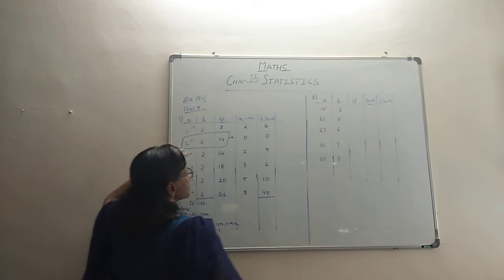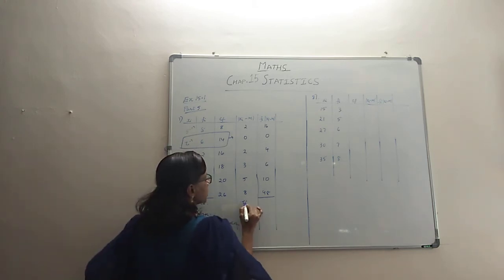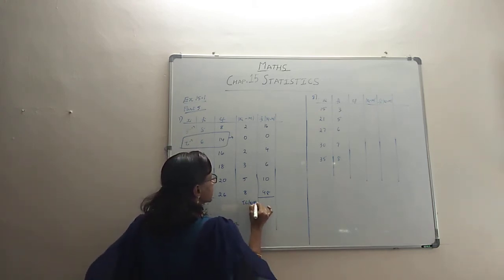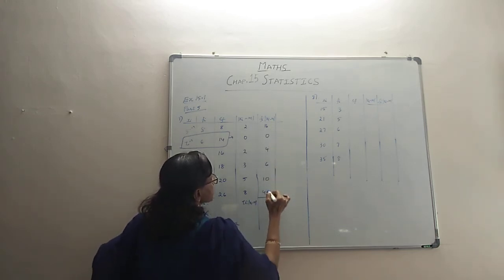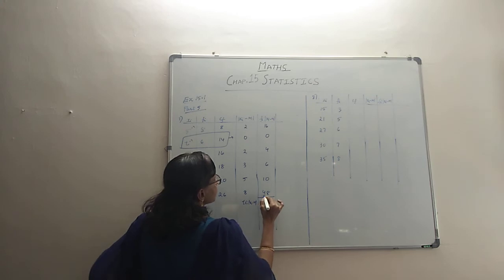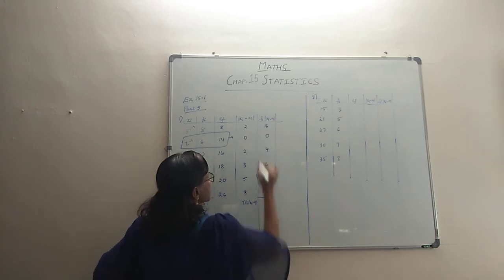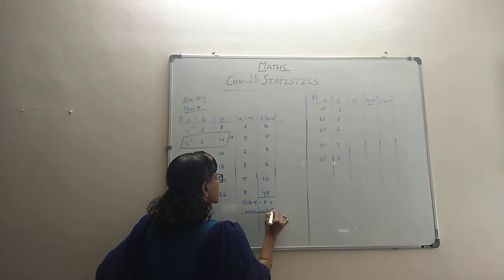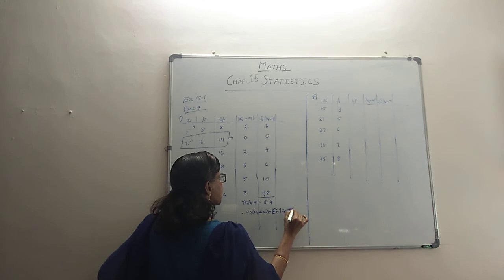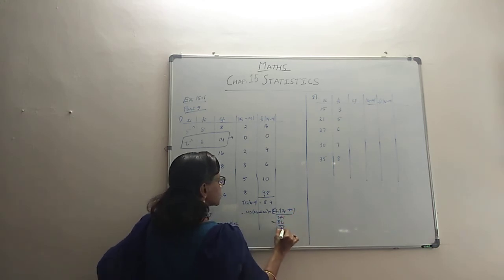And let's see now how much this is going to come. This is summation fi times modulus of xi minus m. Let's see how much it is. 6 and 4, 10, 16, 16 and 8, 24, 30, 40, 84. Right. So now therefore mean deviation from the median will be summation fi times modulus of xi minus m by summation fi, which is 84 by 26.